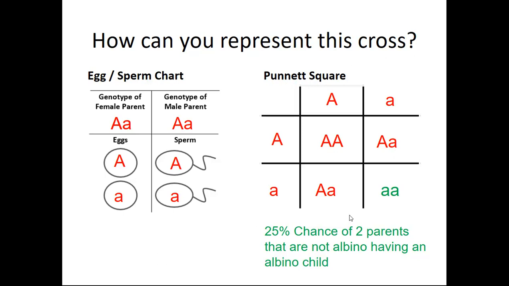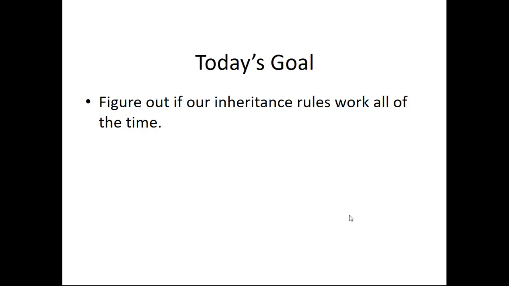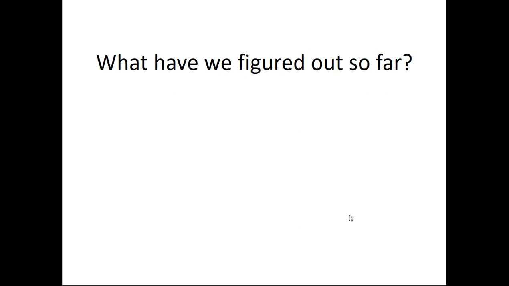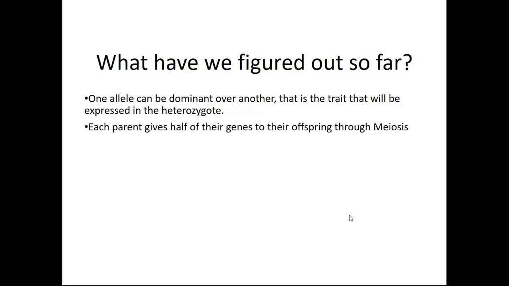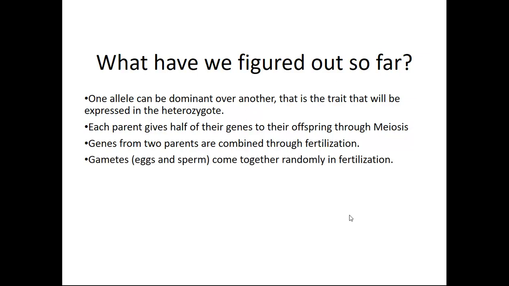So this sort of summarizes where we're at coming up to this point. But I wonder if any of you asked about other organisms. Do our inheritance rules work all of the time? Well, we know so far that one allele can be dominant over another, and that is the trait that's going to be expressed in our heterozygote. We know that each parent gives half their genes to their offspring through meiosis, and we know genes from 2 parents are combined through fertilization. We are confident on those things. But I also want to remind you that the gametes come together randomly in fertilization.